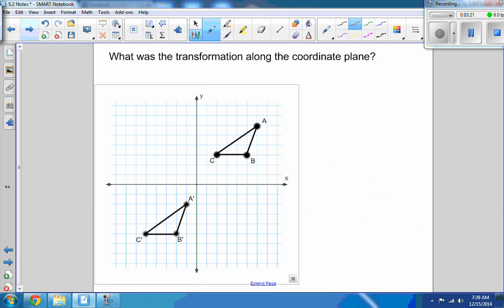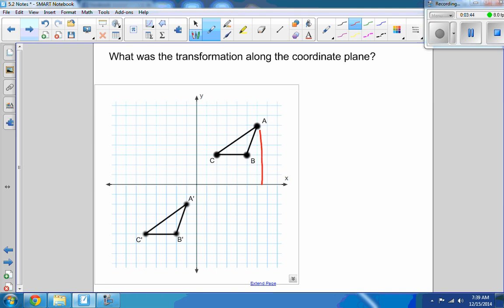All right, so the question here is, what was the transformation along the coordinate plane? Well, first we can see that it is isometric. Second, what is the transformation? Well, you'll notice that A, B, and C are maintaining the same orientation. So I didn't reflect it, and it didn't rotate. So the question is, well, what did we do? Looks like it's just a translation.